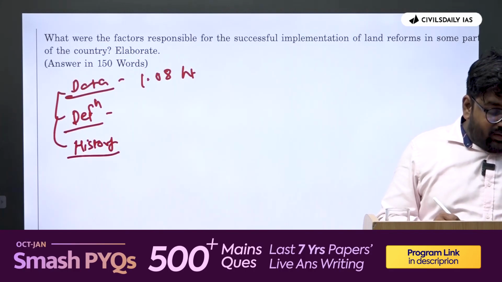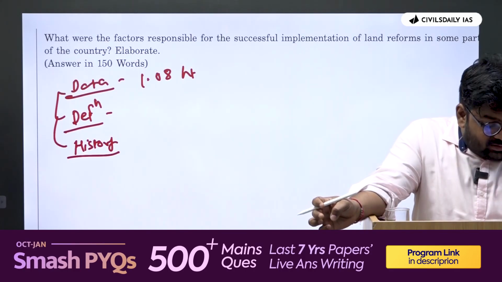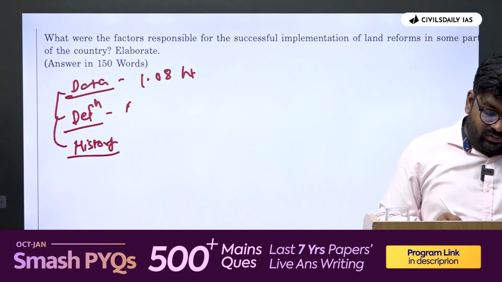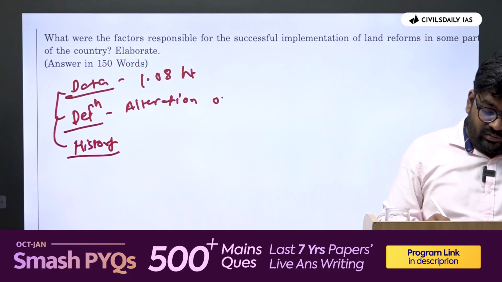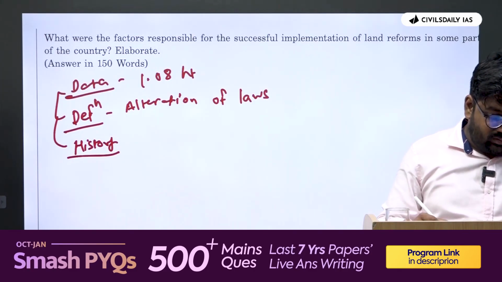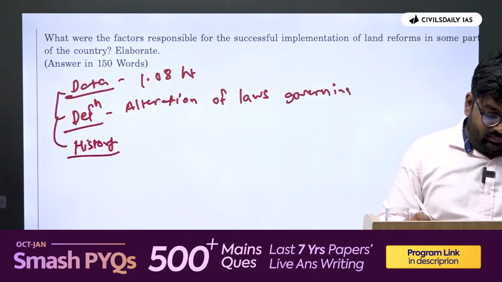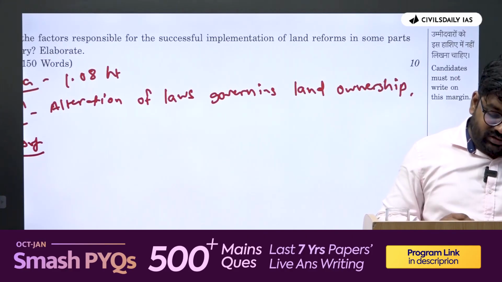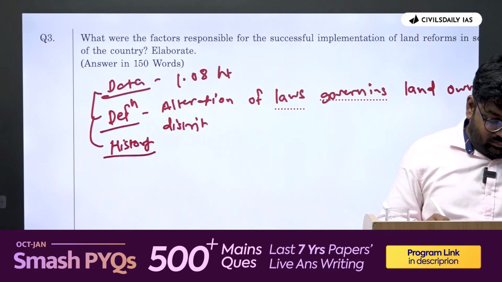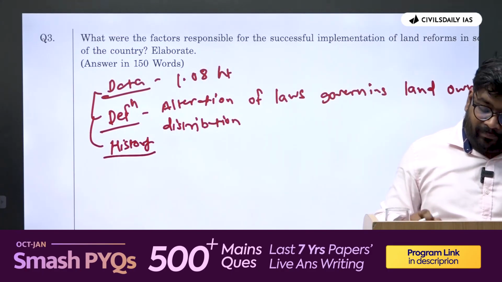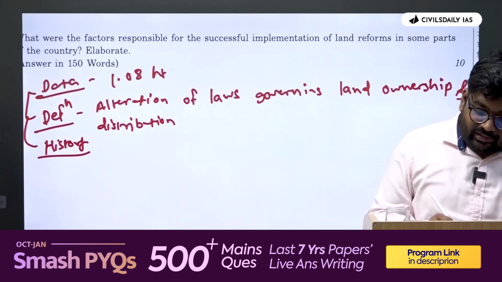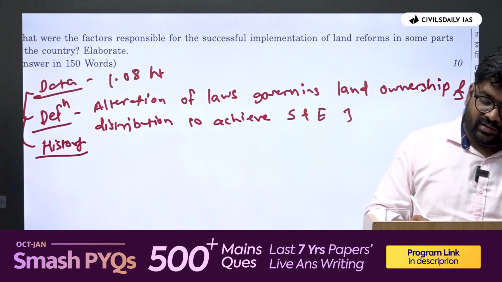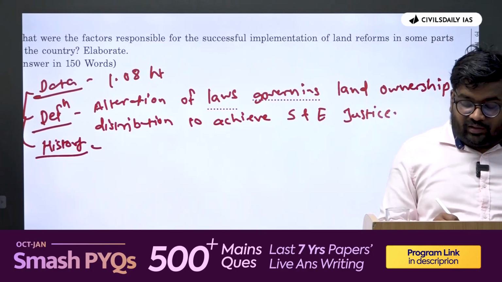Definition: the land reforms refer to systemic alteration of laws governing land ownership and distribution, to achieve social and economic justice. And third, history, freedom struggle.